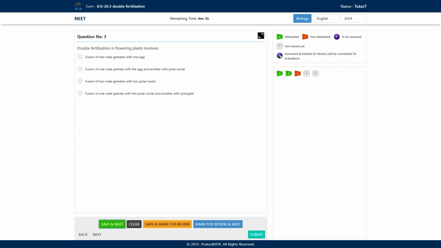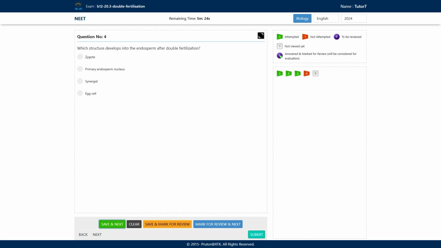Fusion of one male gamete with the egg, yes, this part is correct. And another with the polar nuclei, this is also correct. So, the second option is correct. But let us see the third and fourth also. Fusion of the two male gametes with the two polar nuclei is incorrect. Fusion of one male gamete with the two polar nuclei and another with the synergid: male nuclei never fuse with the synergid. So this is again incorrect. So option 2 is correct. We'll save it and move to our next question.